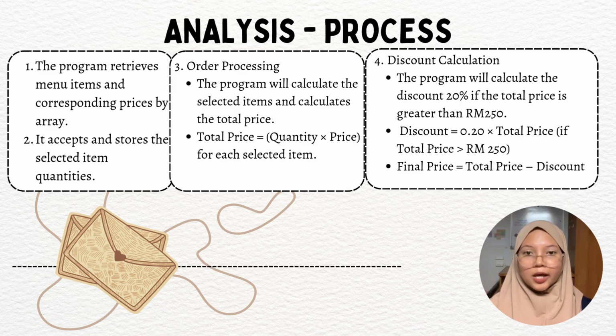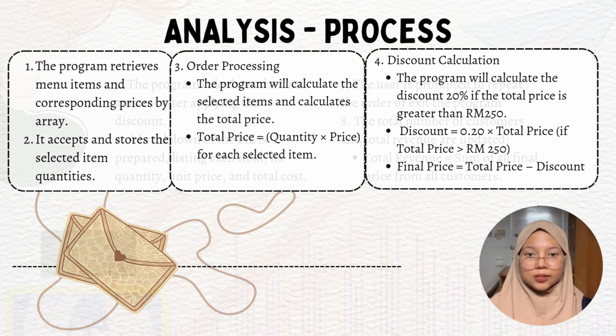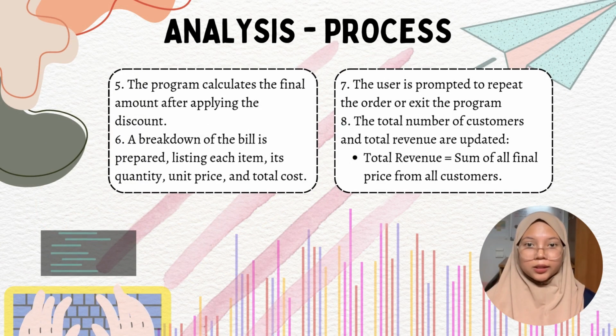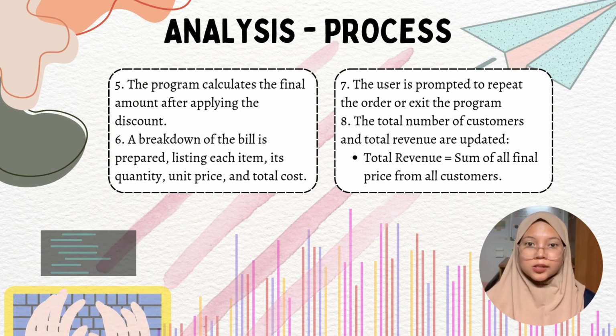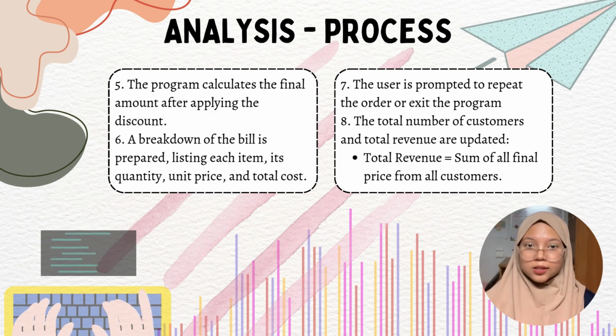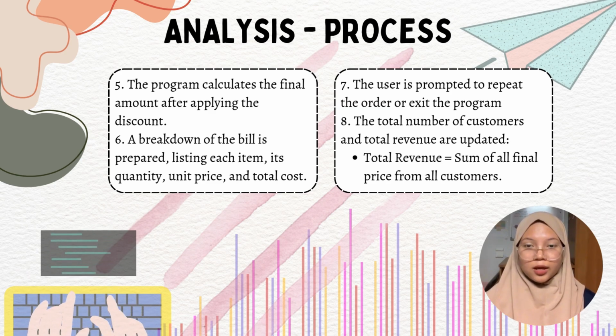Next, the system checks if the customer is eligible for a discount. If the total price is more than 250 ringgit, a 20% discount is applied using the formula discount equals 0.2 times total price, and final price equals total price minus discount. After calculating the final amount, the system prepares a detailed bill listing all the items, their quantities, unit prices, and total cost. The customer is then given the option to place another order or exit the system.